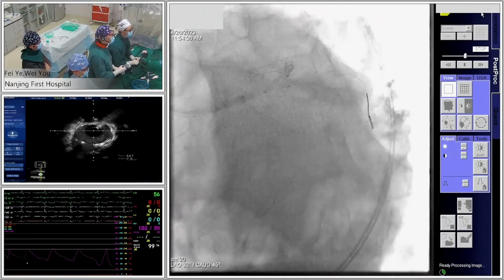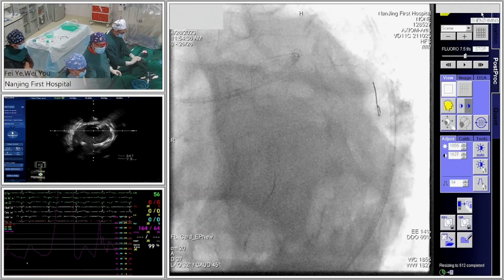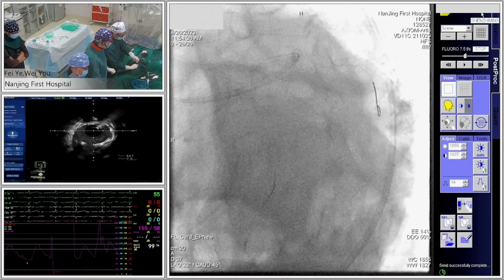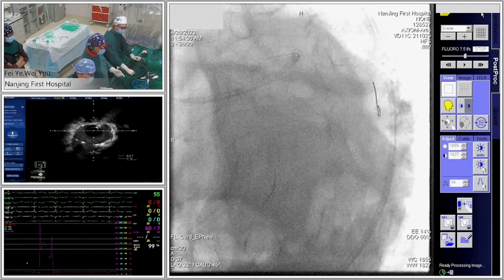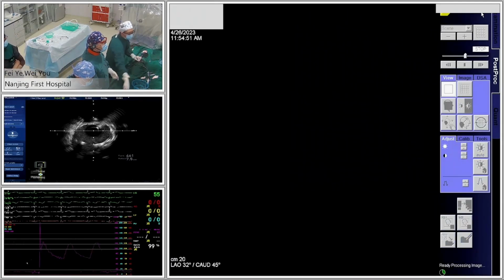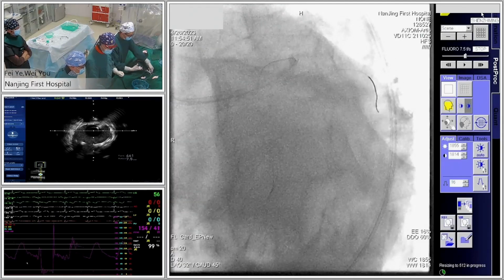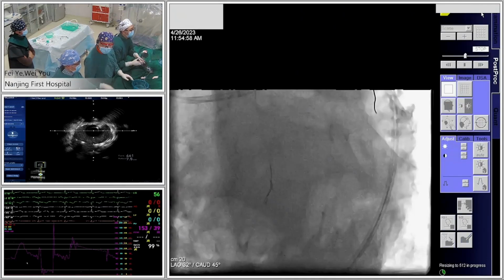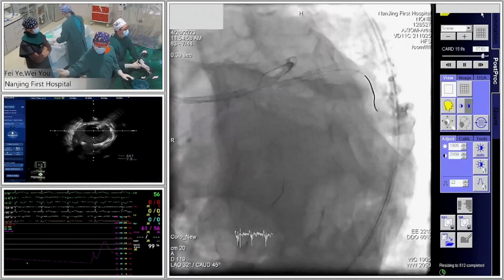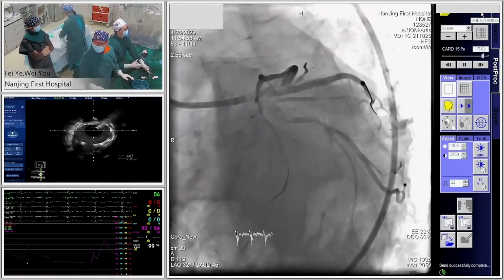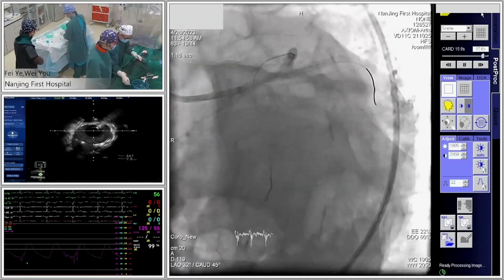After that, we check the angio and the IVUS again. Give me the 4.0 by 6 POC balloon, the final POC. Okay, Chief, this is the 4.0. From the Hangzhou angio, we can find the result is very good. POC balloon, 4.0 POC balloon.